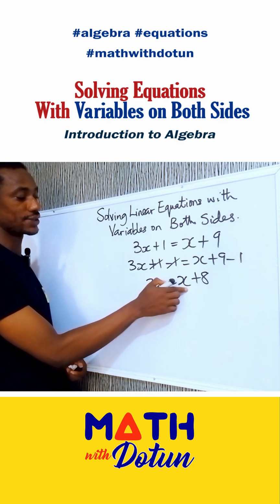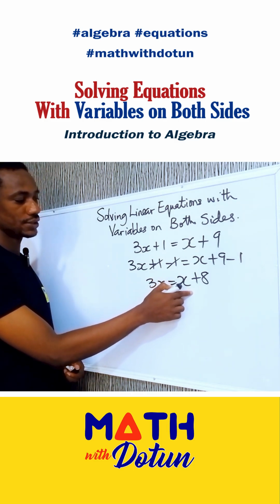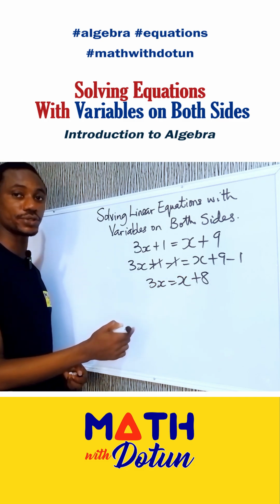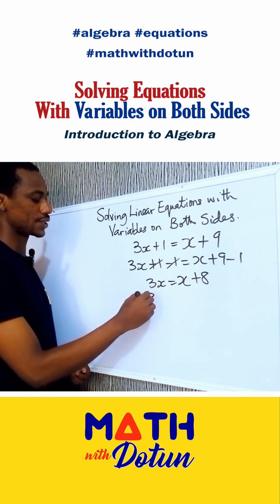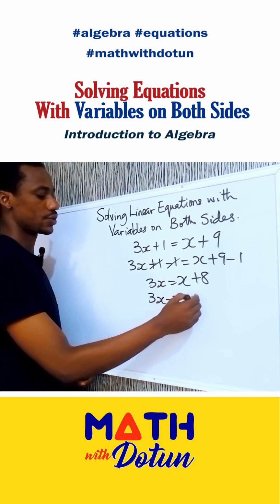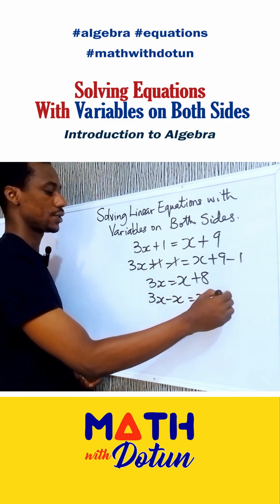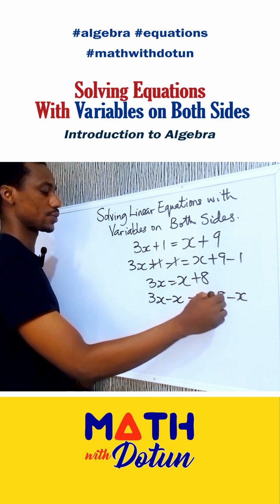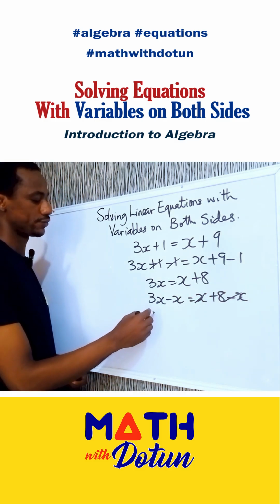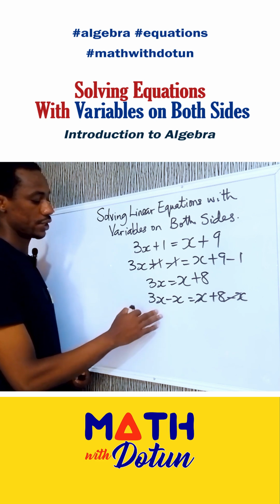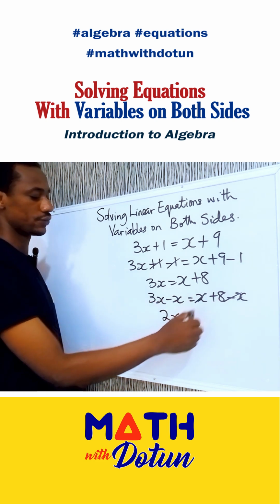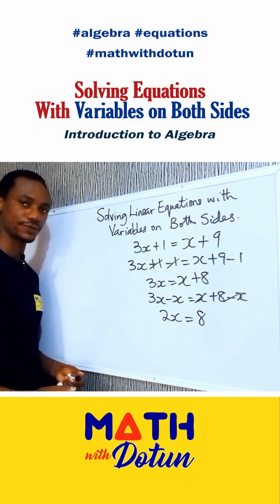Then I have this x on this side being added to 8. So I'll subtract that x from both sides. So if I subtract x from both sides, I have 3x minus x equals x plus 8 minus x. So x will cancel out on this side, right? And then here, 3x minus x will be 2x, and then over here I have 8 left, right?